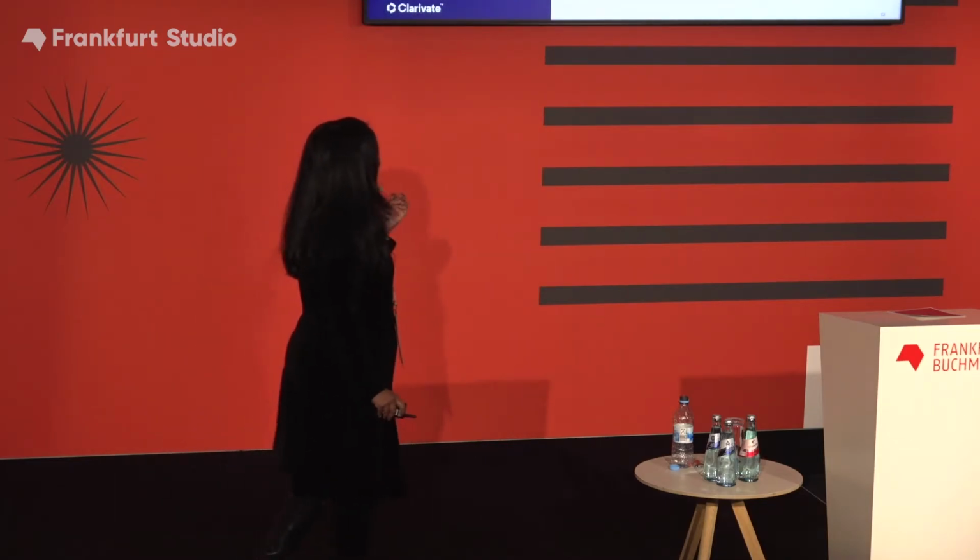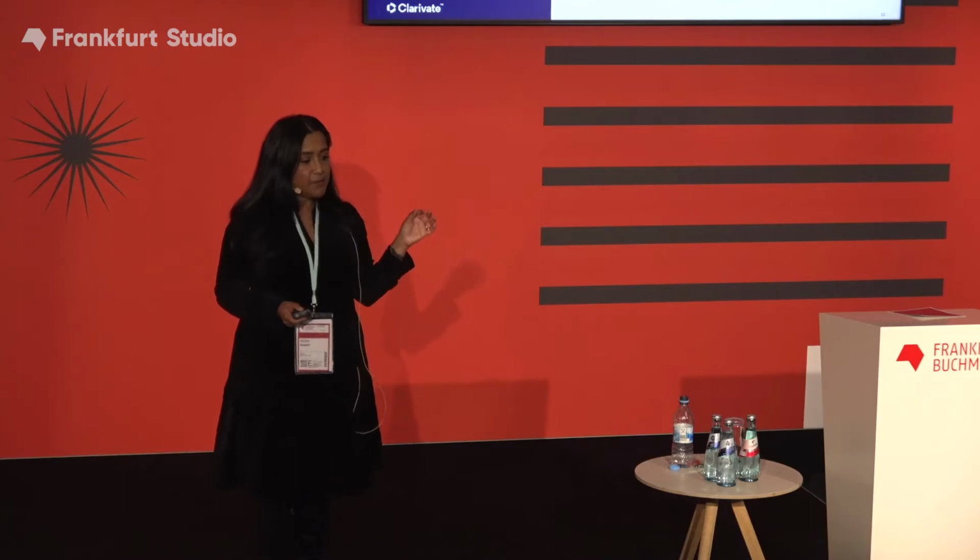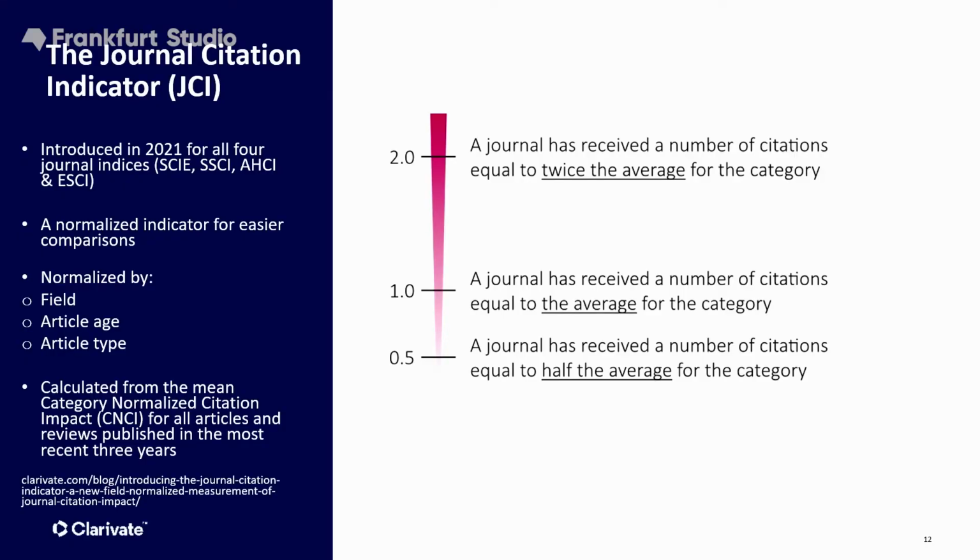Last year, we introduced another journal-level metric called the JCI, which is complementary to the JIF. The JCI was introduced for all 4 journal indices, and unlike the JIF, it is normalized to allow easier comparisons. And it's normalized in 3 ways: by field, by article age, and by article type. The most useful type of normalization is that normalization by field, because what it does is it allows us to compare apples to oranges fairly.